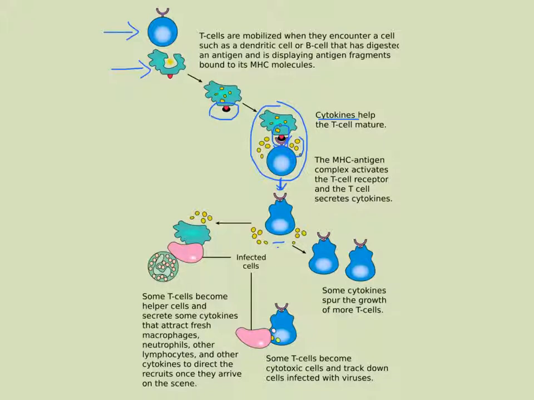Some of them are going to be reproducing. You're putting out lots and lots of clones of the activated cell here, and so we've got our cytotoxic T cell down here that will, when it runs into that infected cell presenting that same antigen, be able to destroy the cell and take care of that particular invader.